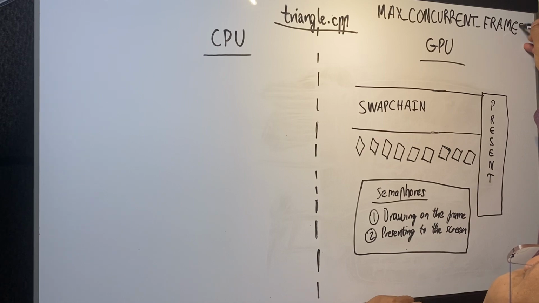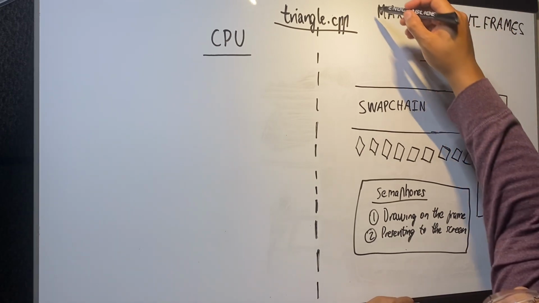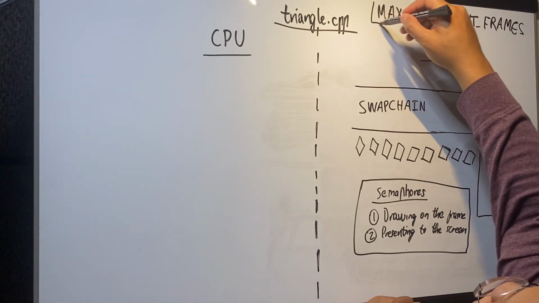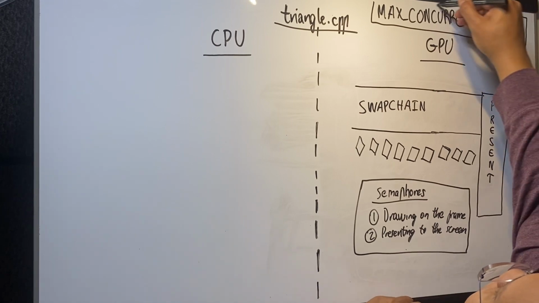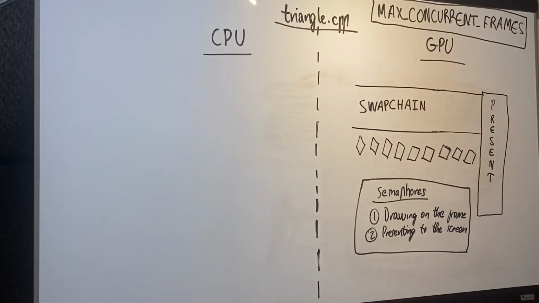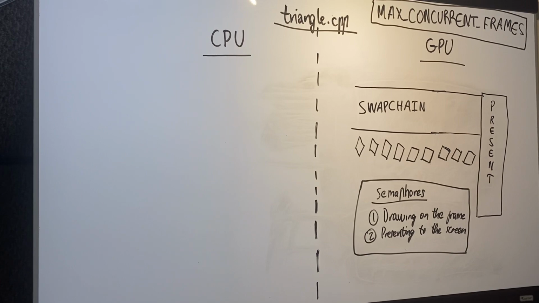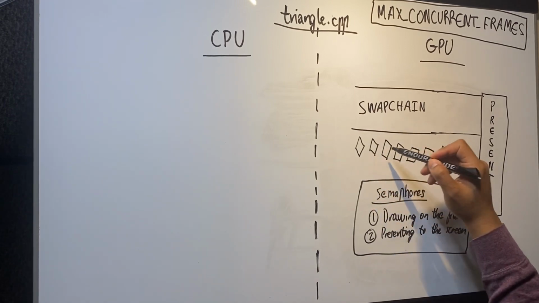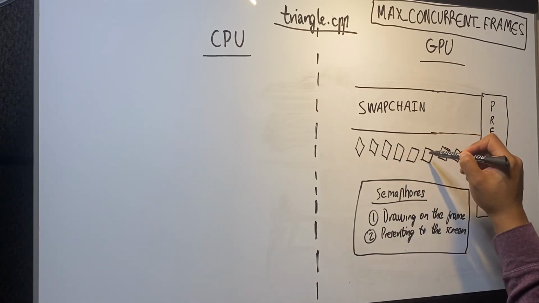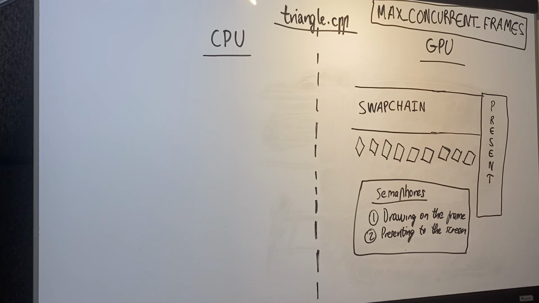Okay, we have a variable called max concurrent frames. In the triangle algorithm, in this particular algorithm, the max concurrent frames is set to 2. So we don't have all of these. We don't have 1, 2, 3, 4, 5, 6, 7, 8, 9 frames. We only have 2.